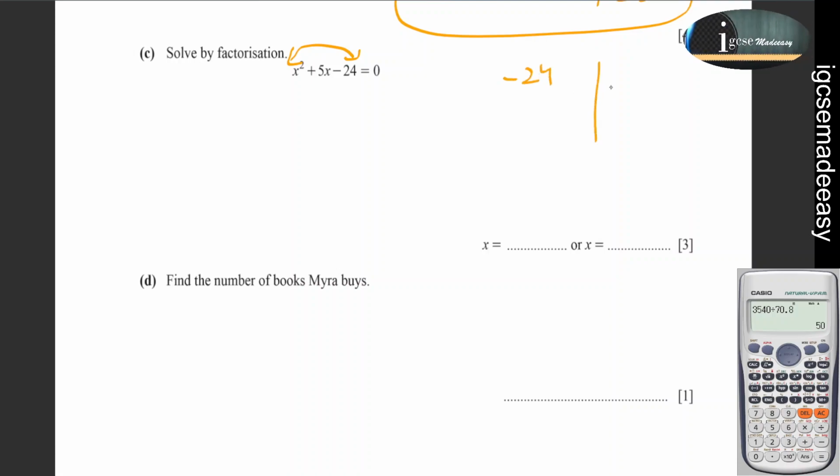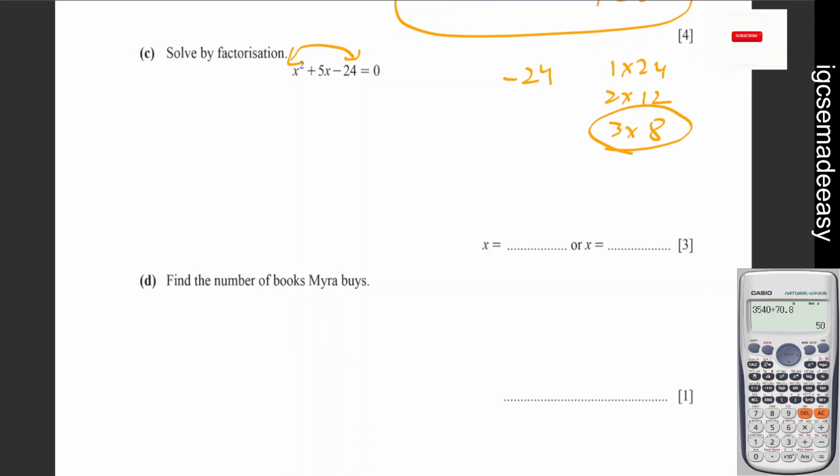So factors of that are what? 1 times 24, 2 times 12, and 3 times 8. So 3 times 8 can be the one possible way, because 8 minus 3 gives you 5, right? So I can break it in this way. x square, I can write minus 3x plus 8x, because minus 3x plus 8x is plus 5x, right? Then minus 24 I will write equals to 0.